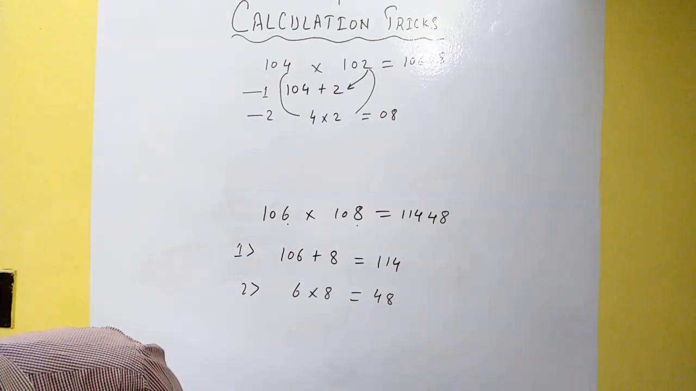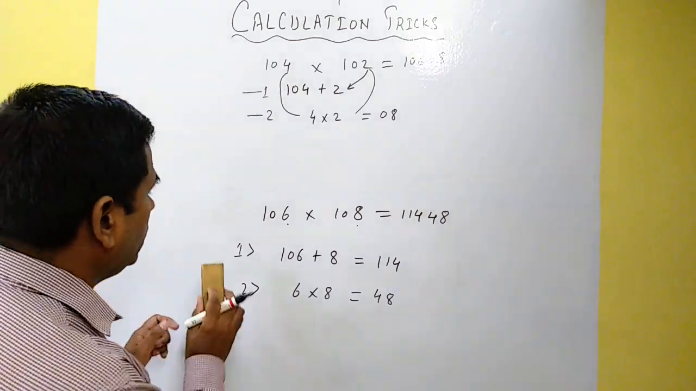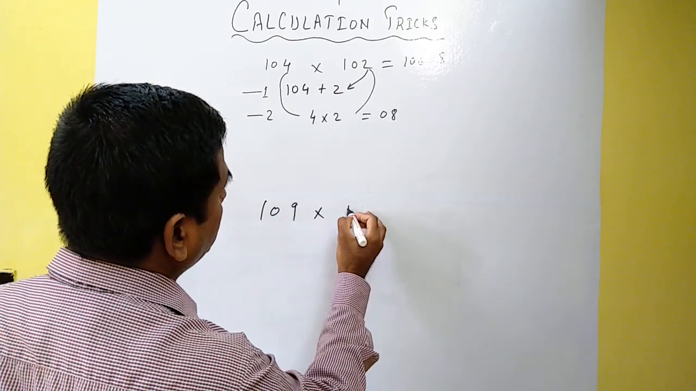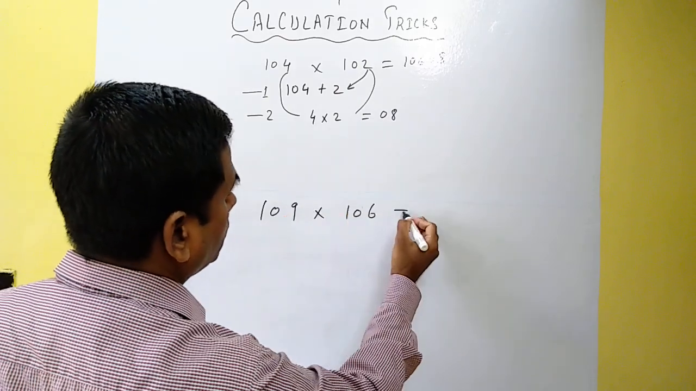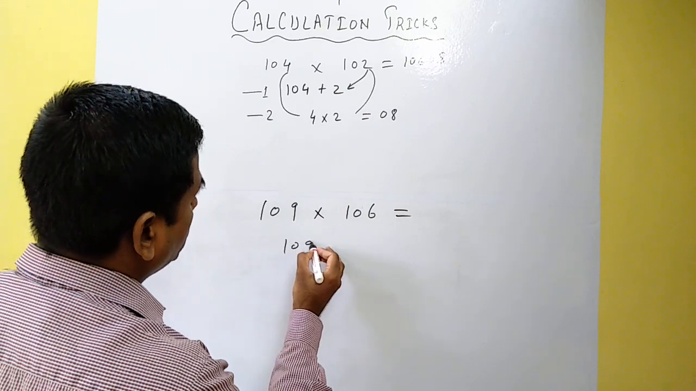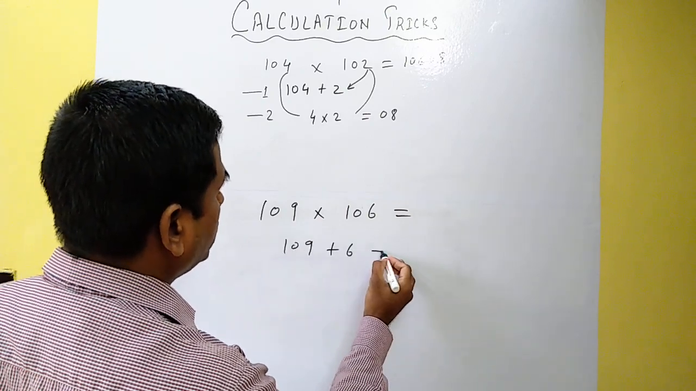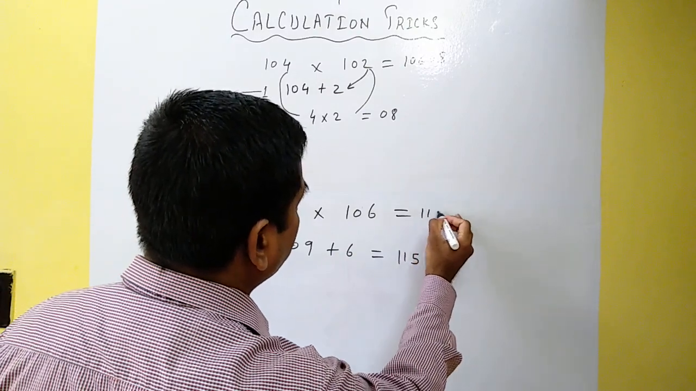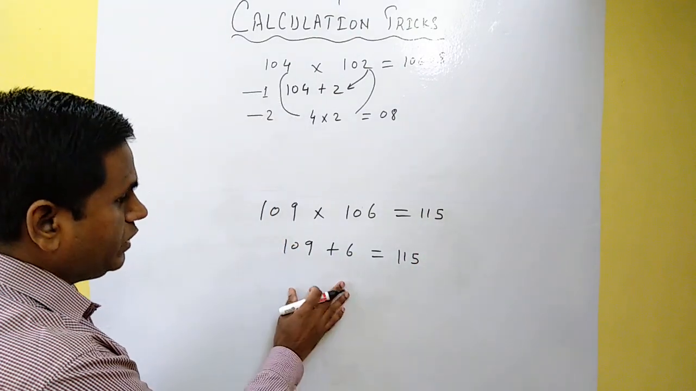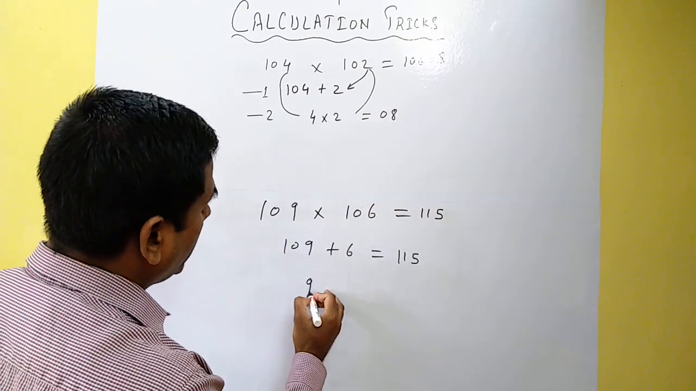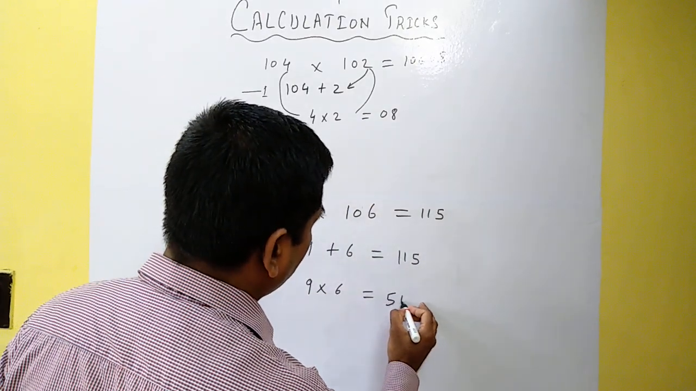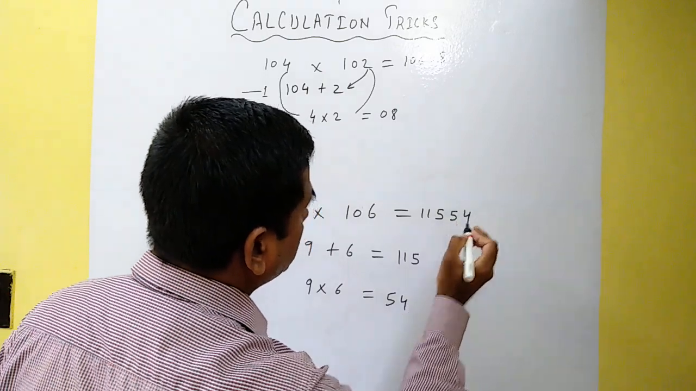Now let us do one more problem. One more problem could be 109 into 106. So we can do 109 plus 6, which will give 9 plus 6 is 15, 115. We will write it here. And then next step we can do is 9 into 6. So 9 6s are 54. So we will write it here 54.